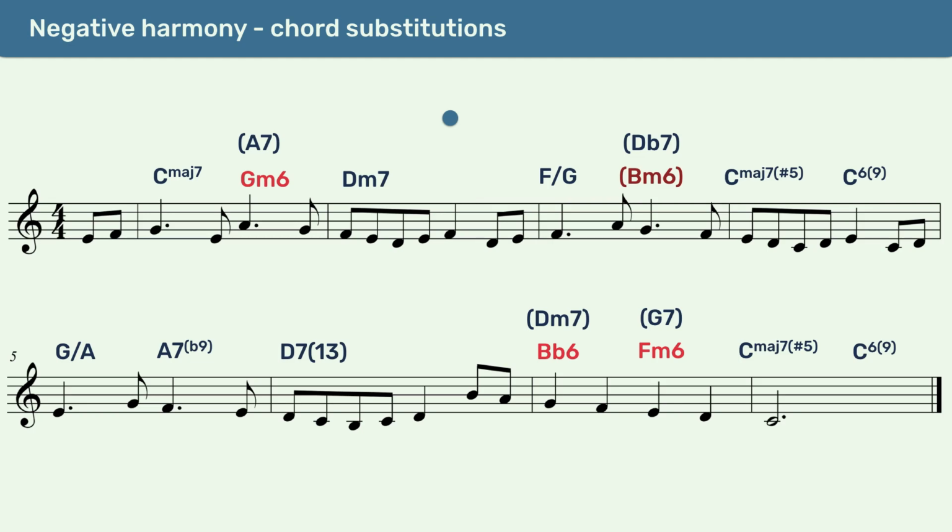Now let's go to measure 3. If we use a D flat 7, which is a sub 5, we have B minor 6th as its negative. There's some shock between the G and F in the melody and the G sharp and F sharp in the chord.